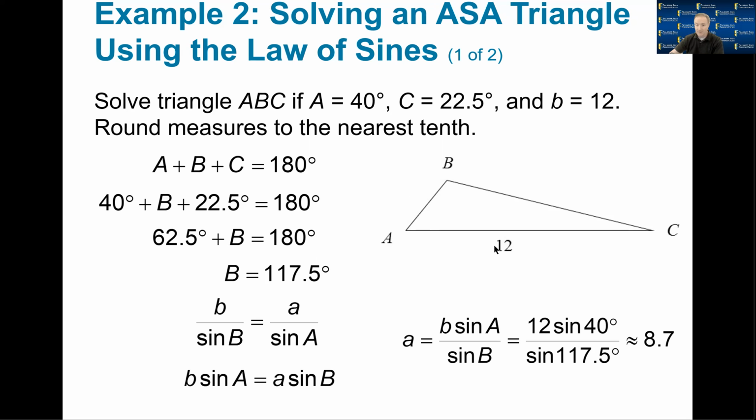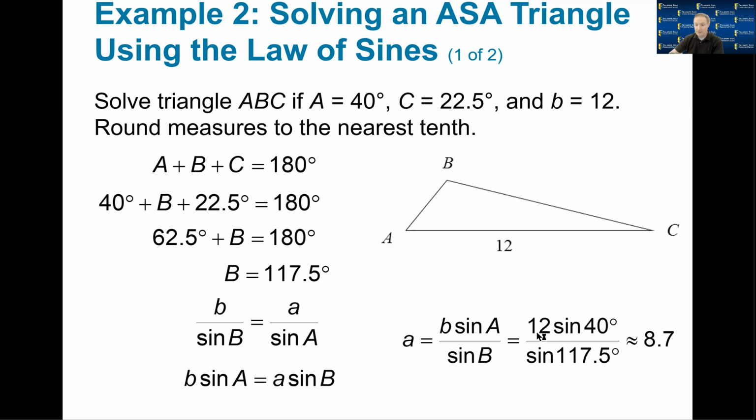Now, I can then say, all right, I'm supposed to find side C, and side A up here. I decided to attack side A first in this problem. I know that A over the sine of A is equal to B over the sine of B. Well, I know that B is 12, I know that the angle opposite is 117.5. So I can solve for A by multiplying by the sine of A on both sides. So I'll get A is equal to B times the sine of A divided by the sine of B.